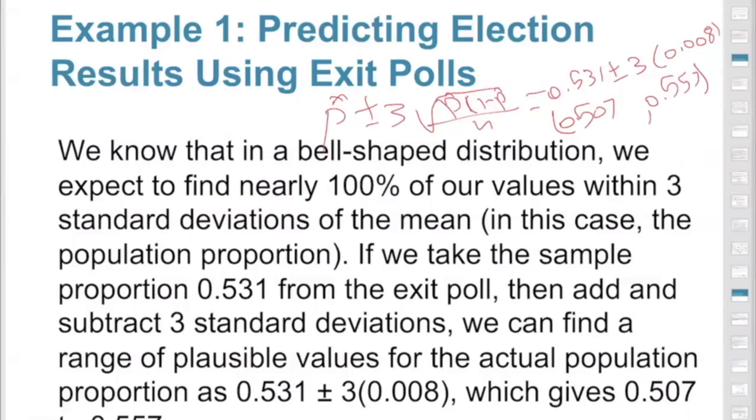What do you think? You have here the minimum is 50.7%. The maximum 55.7%. Both the lower limit and the upper limit of this interval are above 50%. So what do you think? What do you expect? Brown will win in this election? Because the lower limit and the upper limit both are greater than 50%? Yes. So we can predict that, as you can see here.